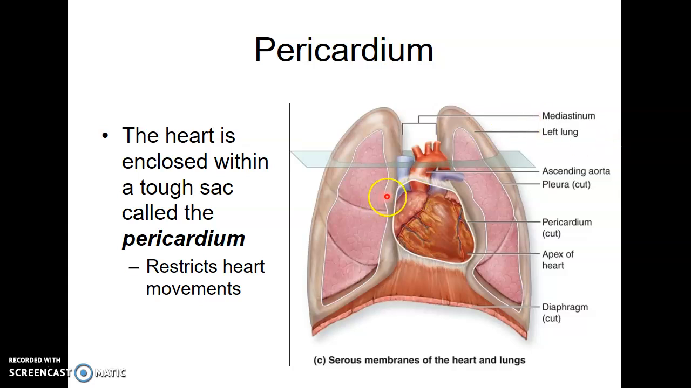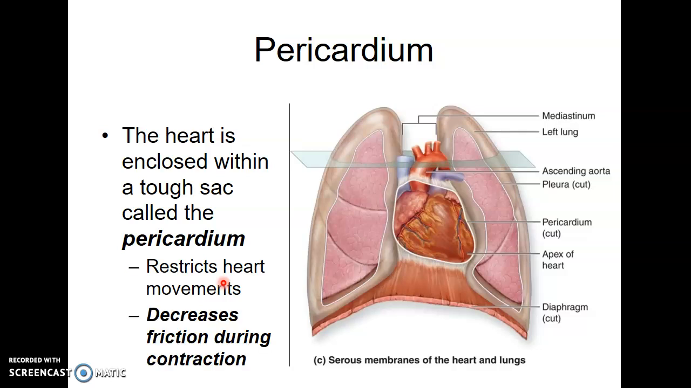So our pericardium, you can see it's shown right here as a bright outer layer, and we'll see some more detail on this in a minute. It's important because it restricts the heart movement. The heart is a big bulging organ that's getting filled with blood all the time, so we really need to restrict its movement with that pericardium. And it also decreases friction during contraction. We wouldn't want the heart rubbing right up against the lungs and the diaphragm here, because as we talked about when we talked about serous membranes earlier in the semester, that would cause friction and problems with function very quickly.